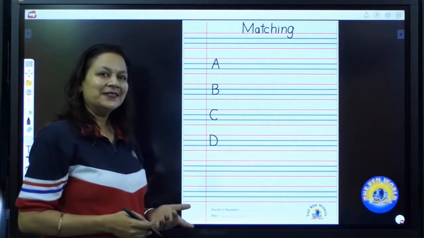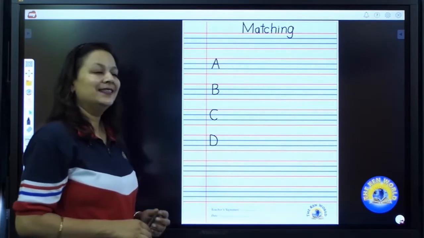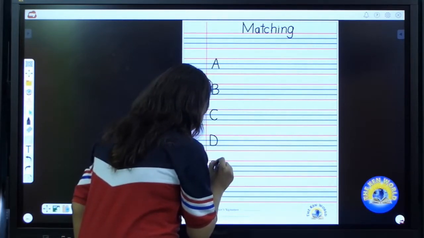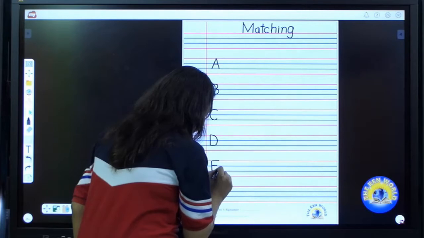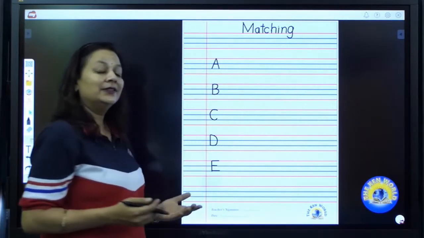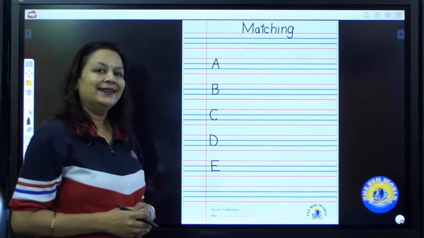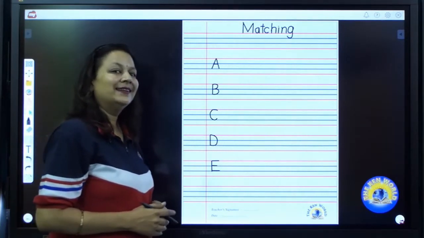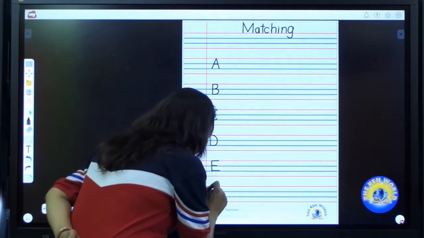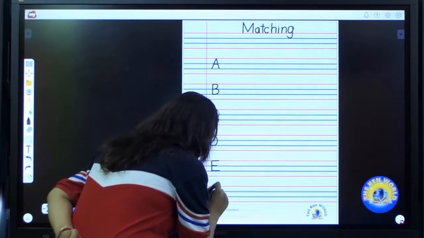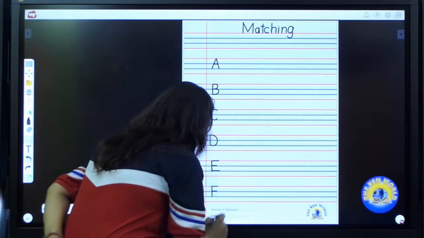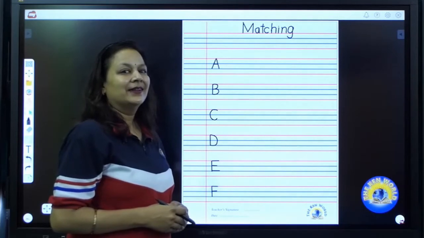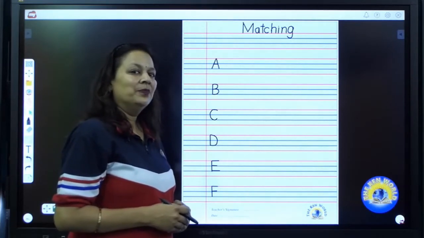Now what comes after D? Correct, it's E. Now it's your turn to write E. Which is the next letter? Correct, it's F. Now it's your turn to write F. All of you have done?